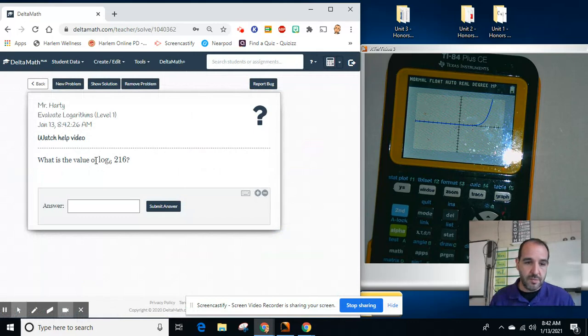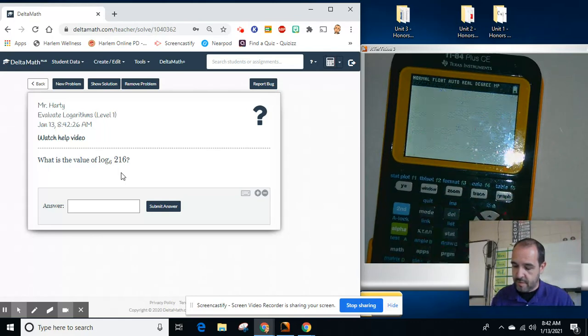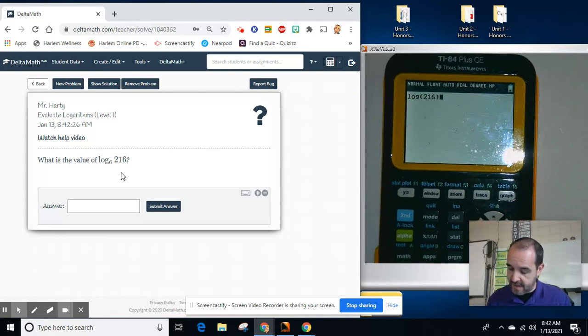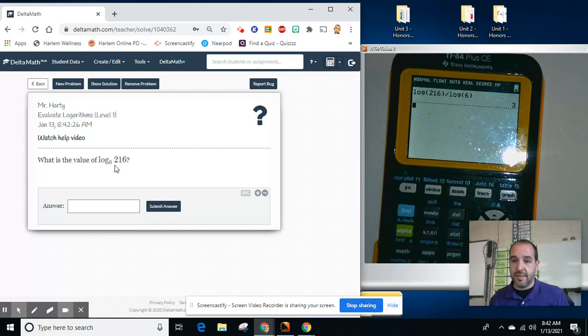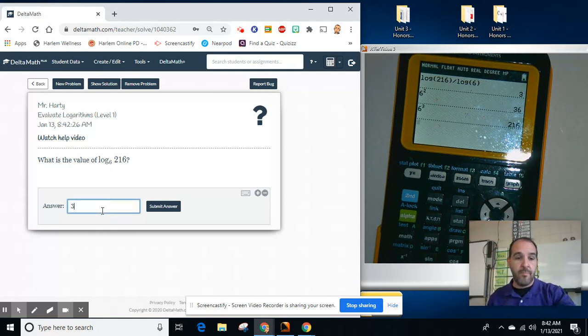Evaluating logarithms. Okay, what's the log base 6 of 216? We've talked about this before. Okay, change of base: log big divided by log little. Or if you can do it in your head, 6 to what power equals 216? That's also an option. So change of base gets me the answer. Or I can just start messing with exponents, hoping that it's a whole number answer. And if I see it, it works that way. 3.